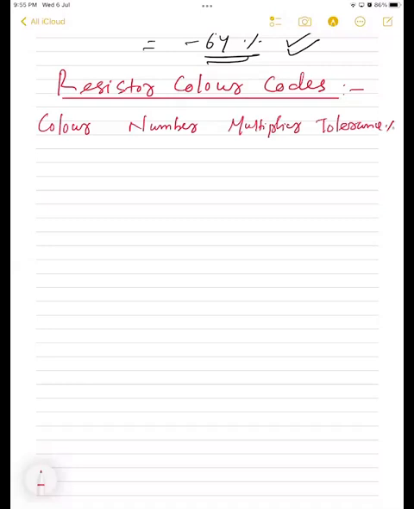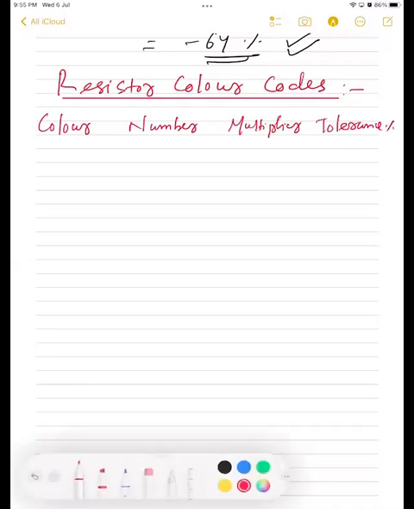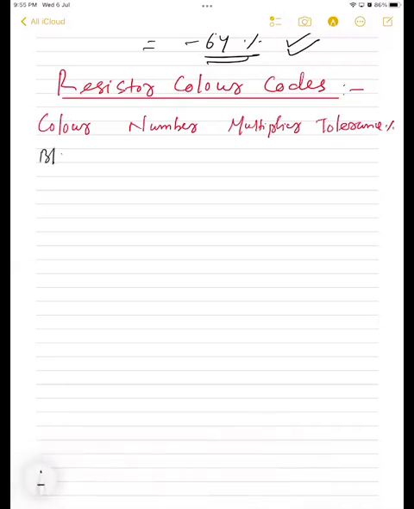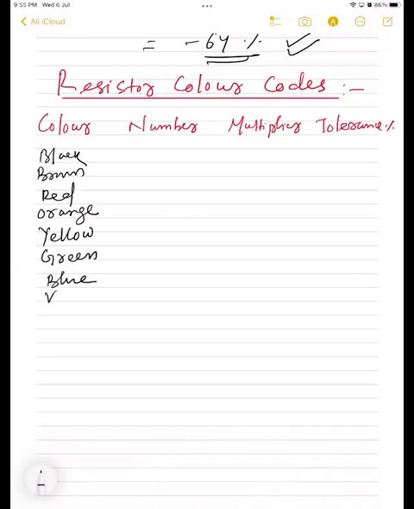Correct. So here, you can write all the colors: black, brown, red, orange, yellow, green, blue, violet, gray, white, gold, silver, no color, right?